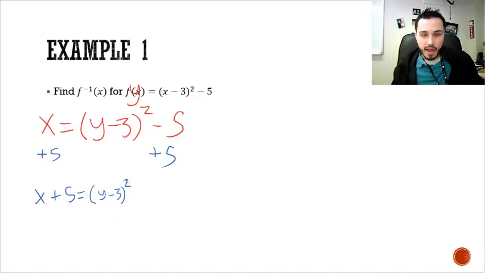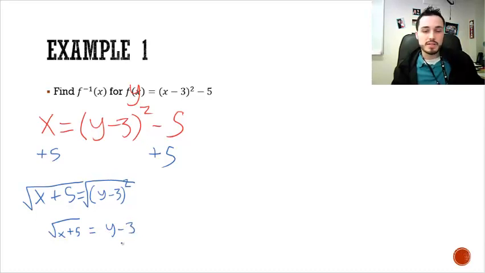Well, I have to cancel the squared now. That's going to be square root both sides. So that cancels the squared. It leaves me with the square root of x plus 5 is equal to y minus 3. Now I just need to add 3 to both sides to have it solve for y. Keep in mind that this plus 3, I can't add it to the 5 because the 5 is inside the square root, 3 is not.